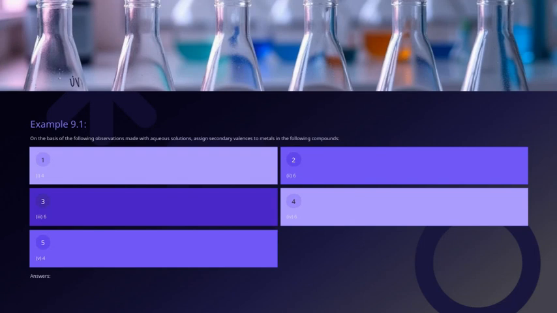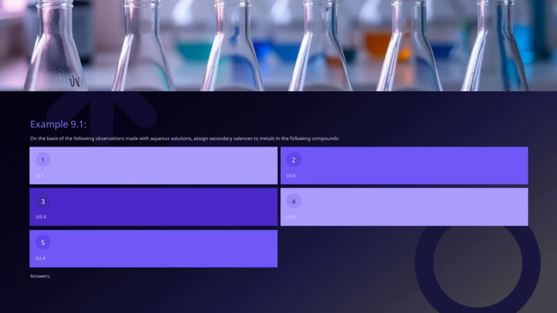Now, let's look at the observations made with aqueous solutions to understand how we assign secondary valences to metals in different compounds. In this example, labeled 9.1, we see a set of values. For the first compound, the secondary valence is 6 and 4. For the second, it's 6 and 2, and so on. These numbers help us determine how many bonds a metal can form in a particular compound, based on experimental data.